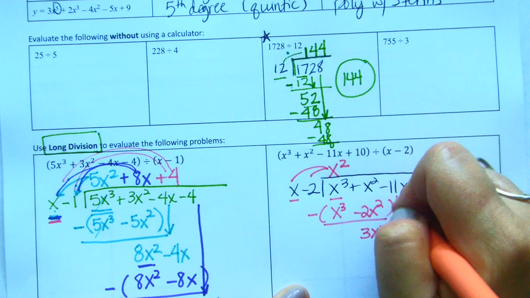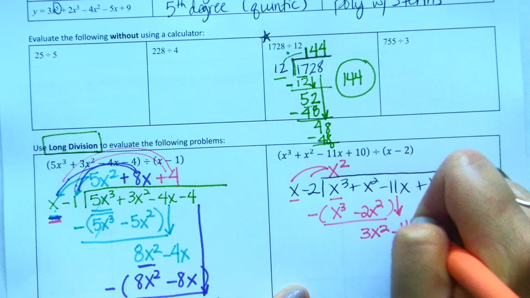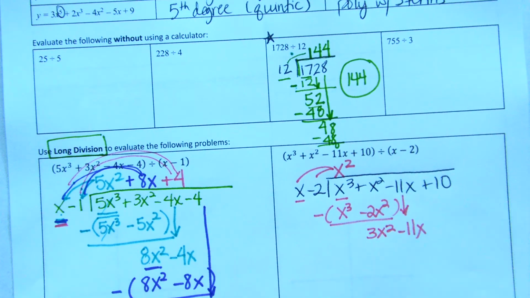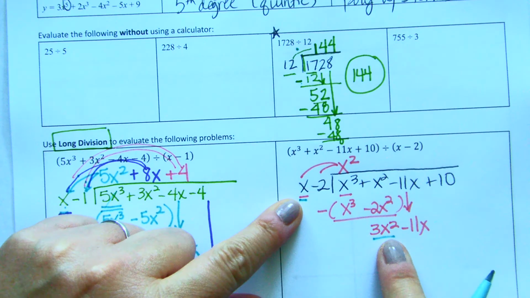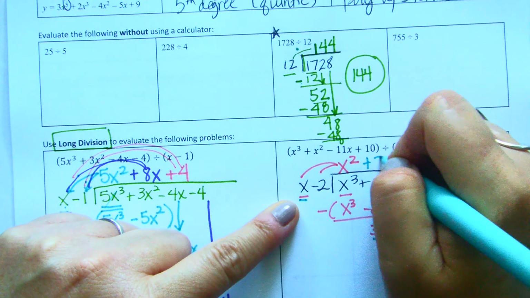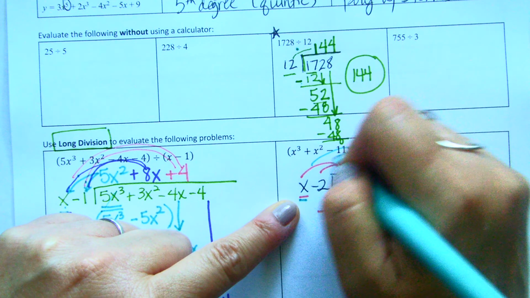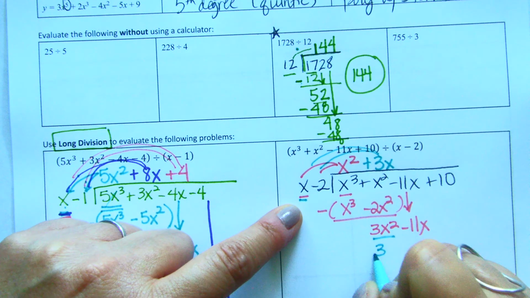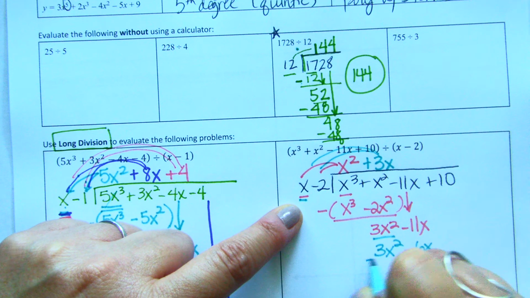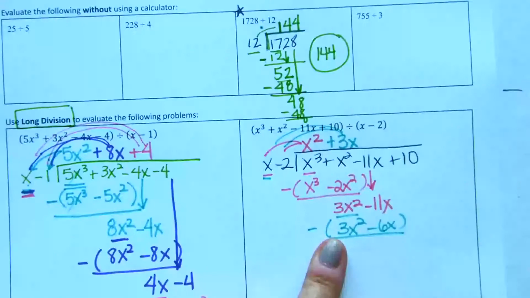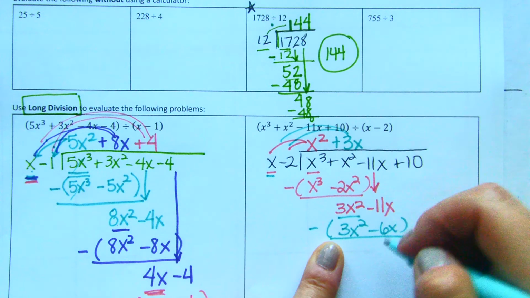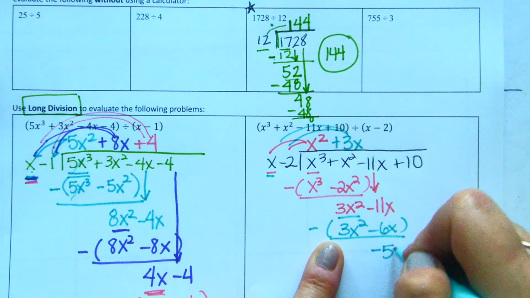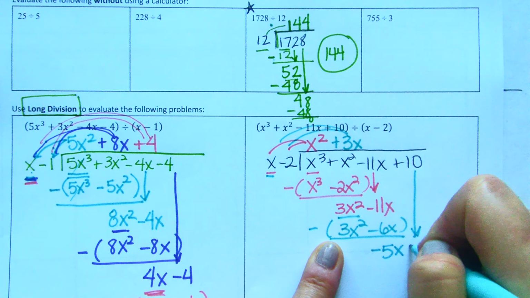I'm going to bring down the next term. Okay, once again, what do you need to multiply x by to get 3x squared? A 3x, and then I'm going to distribute that guy. So I get 3x squared minus 6x. Don't forget the parentheses and the minus. So that goes away. This is a plus. And so -11 plus 6 is a -5x. Bring down the next term.